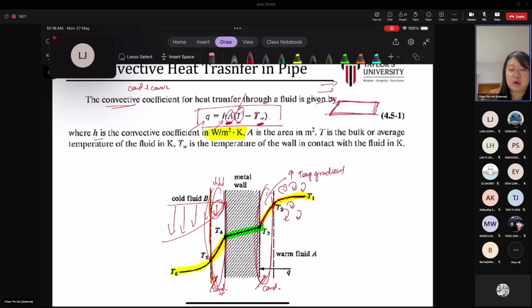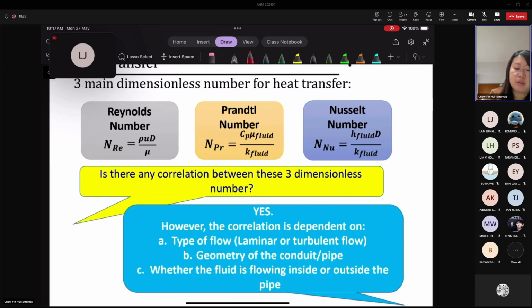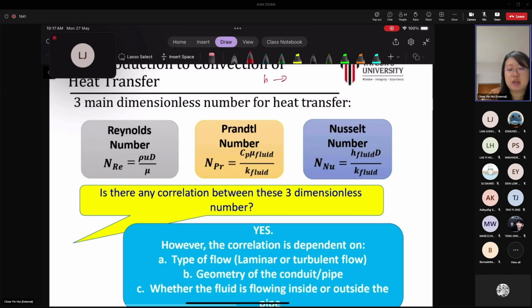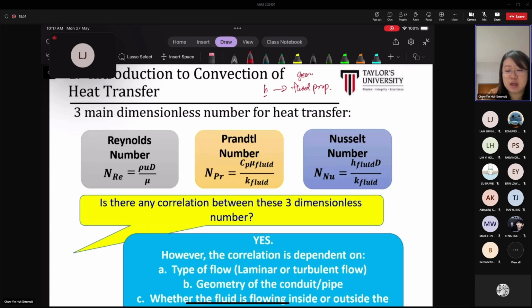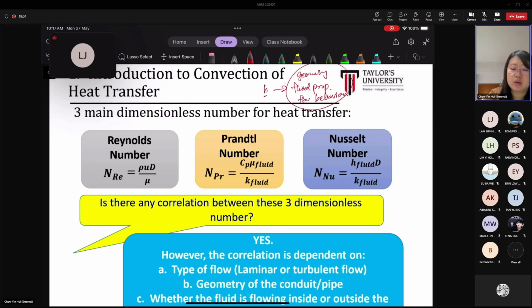So this is how you can plot or sketch the temperature profile for combined convection and conduction. Now, what are the dimensionless numbers which are very important when we want to correlate the h value with the fluid properties, all the parameters that I mentioned just now that may affect h, whether it's fluid properties, geometry, or flow behavior? These dimensionless numbers help us relate all these factors with the h value.